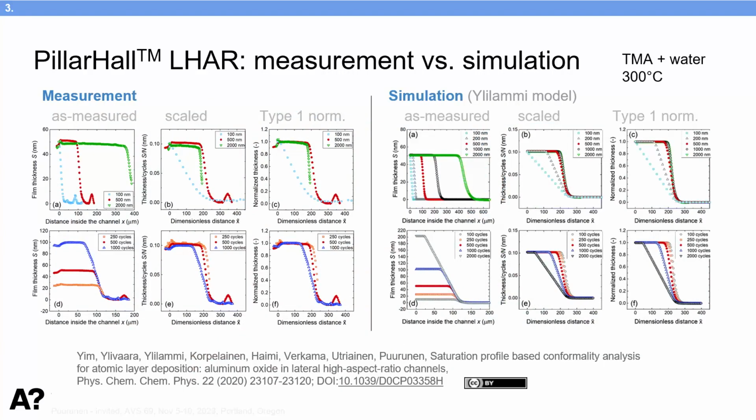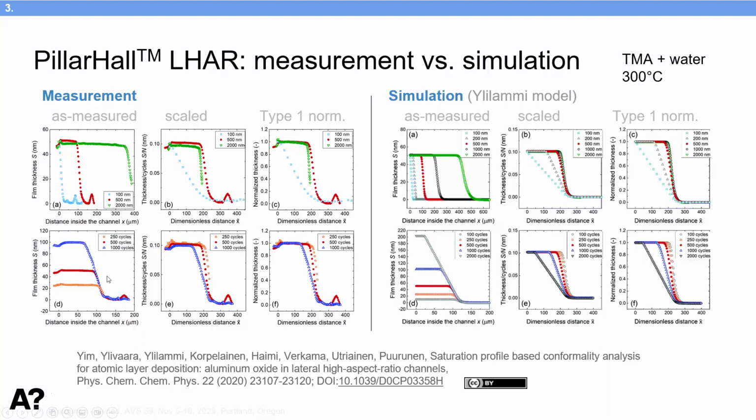And still, just to show that the concept makes sense and we understand what happens, here is a comparison of measured thickness profiles and simulated thickness profiles. The simulations have all been made with the Ylilammi model. This is all for the TMA water process, trimethyl aluminium water process, at 300 degrees centigrade. Let's look at, for example, the panel D of measurement. There are 250 cycles and 500 cycles and 1000 cycles, showing how the thickness grows and how the behavior in the high aspect ratio test structure is.